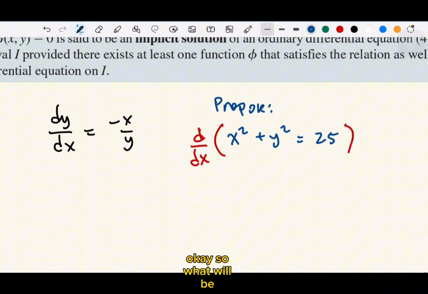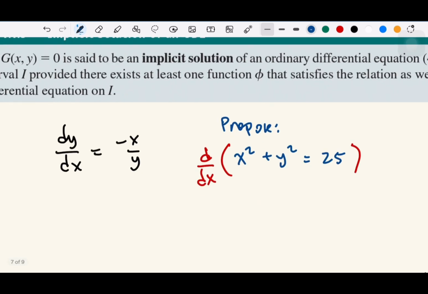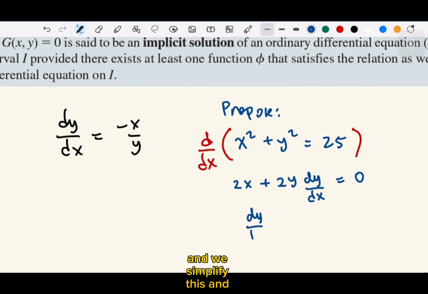Okay, so what will be the result if we take the derivative of all these terms with respect to x, and then plus 2y dy/dx? Okay, good. And then the constant is 0, right? And we simplify this and make this into negative x over y, since the 2 cancels. Okay, agree?